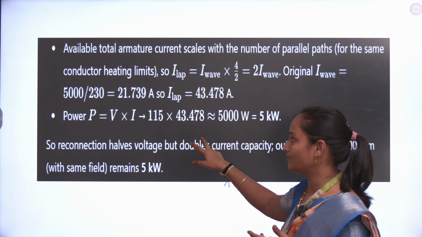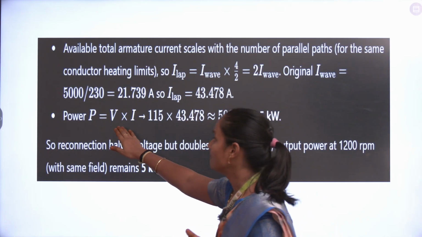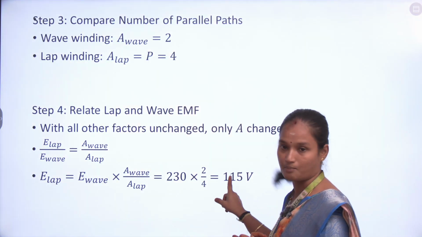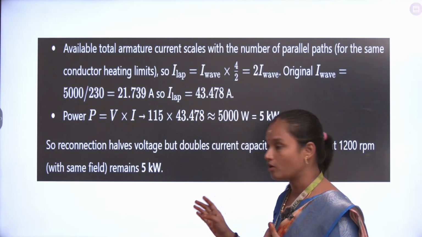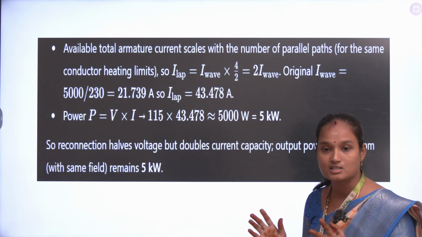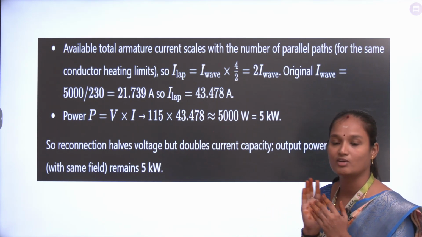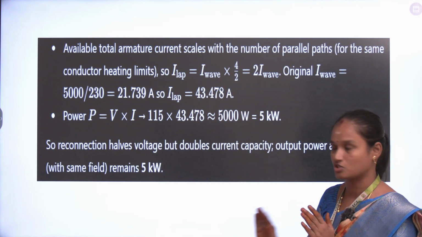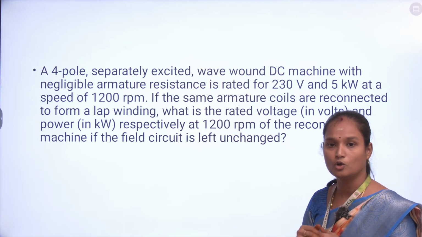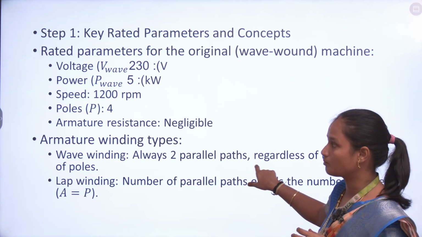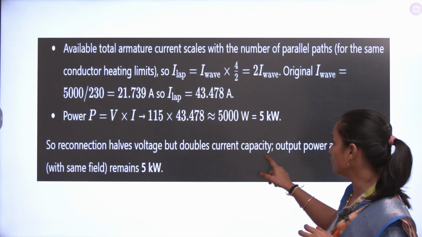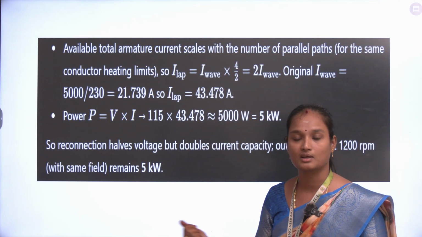So the power is equal to V into I. V we know very well, 115, because we found it in the last step. Now we have found the current 43.478. If you multiply them, we will be getting 5 kilowatts. Therefore there won't be any change in the power, only the voltage changes. For this problem, the voltage is equal to 115 and the power is equal to 5 kilowatts. This is one of the important problems in GATE. Thanks, we'll be continuing in the next class.